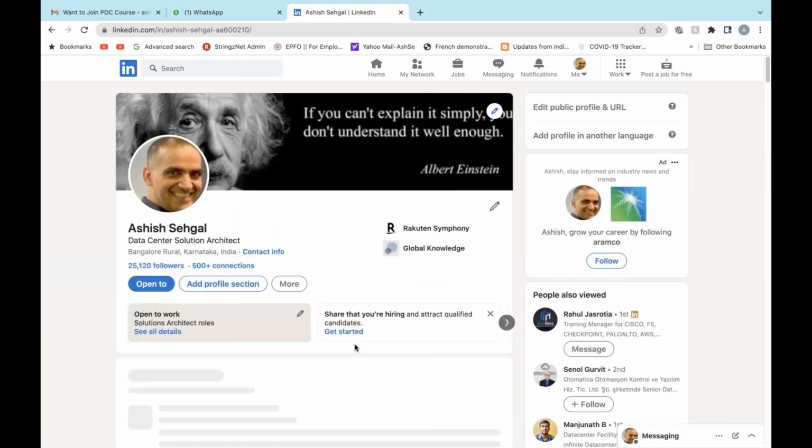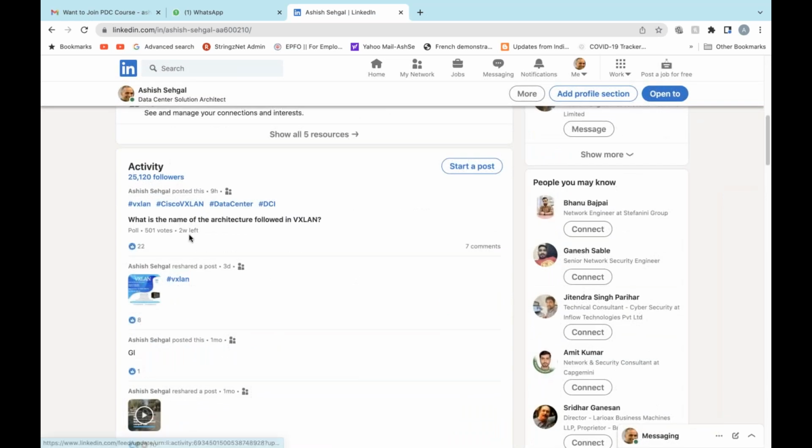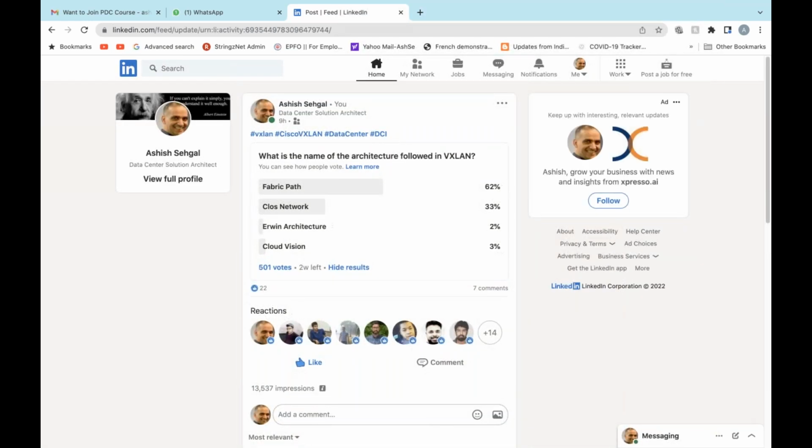My today's question on LinkedIn was about what is the name of the architecture followed in VXLAN, and 62% of the people have given the answer fabric path. 33% of you have answered Clos network. Erwin architecture 2%, Cloud Vision 3%. Can anyone say what is the right answer? Clos network. Absolutely. The correct answer is Clos network.